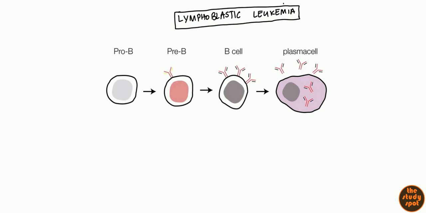But as you can see, it goes from pro-B to pre-B to B cell, and then B cell will continue on to become a plasma cell, which is the one responsible for releasing immunoglobulins. Now, when we have leukemias, as it's progressing through these stages, somewhere along the way, it'll have some sort of mutation, either some type of drug or something in the environment, that will cause a certain type of mutation and prevent it from continuing on to the next stage.